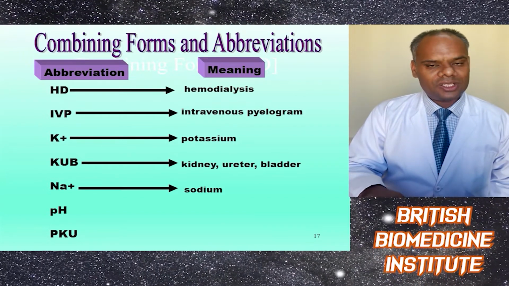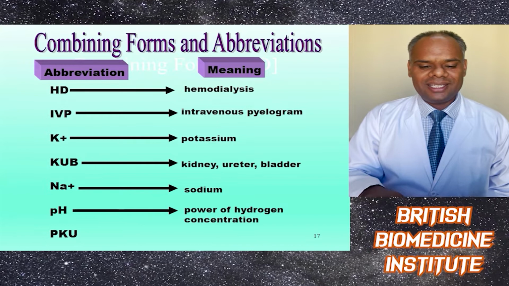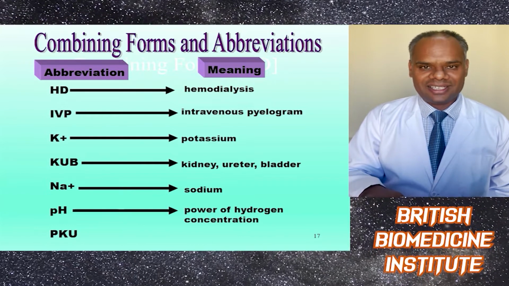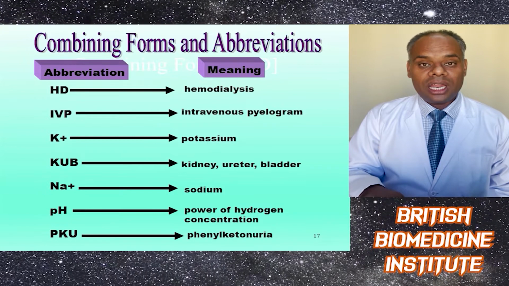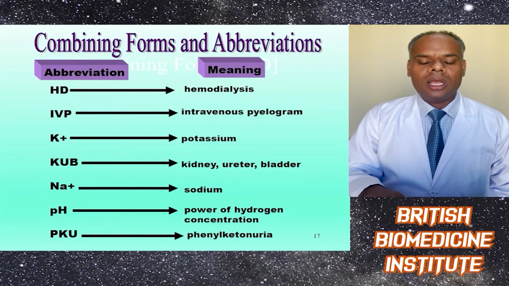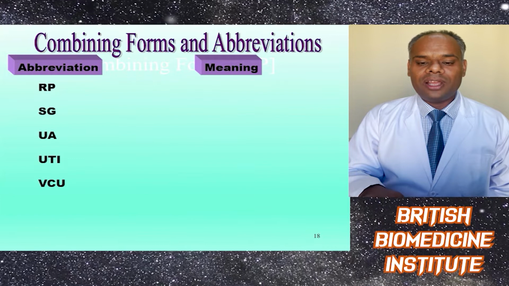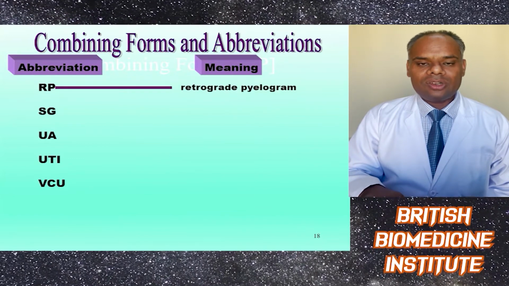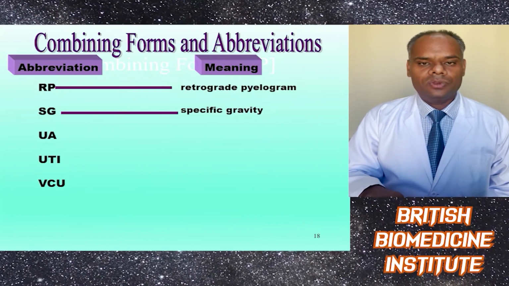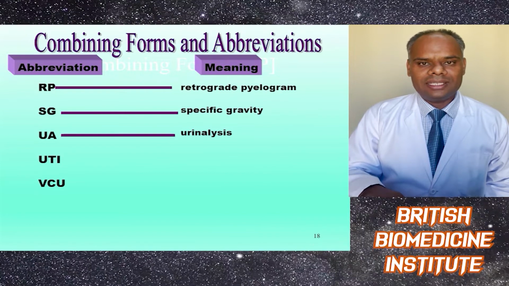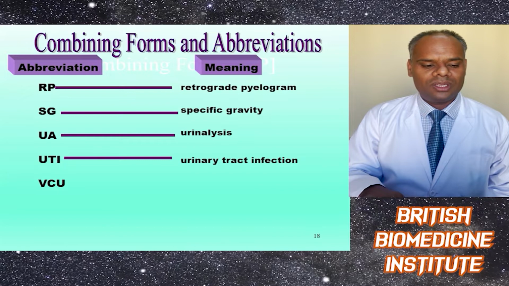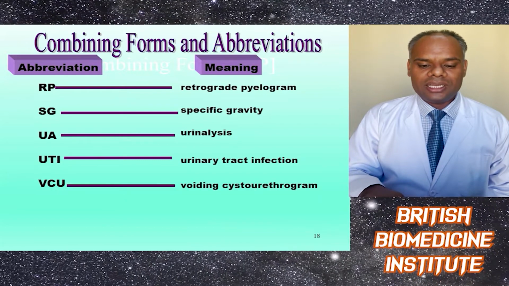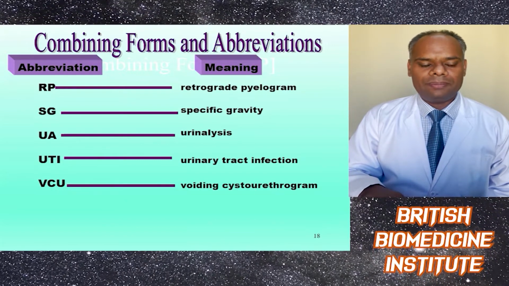Na, everyone is aware, is sodium. pH is power of hydrogen concentration. I hope you are aware. And PKU is phenylketonuria. RP is retrograde pyelogram. SG is specific gravity. UA is urinalysis. UTI is urinary tract infection. And VCU is voiding cystourethrogram.